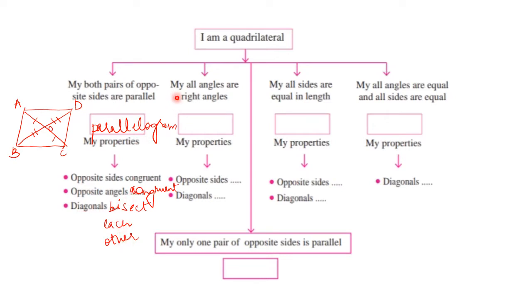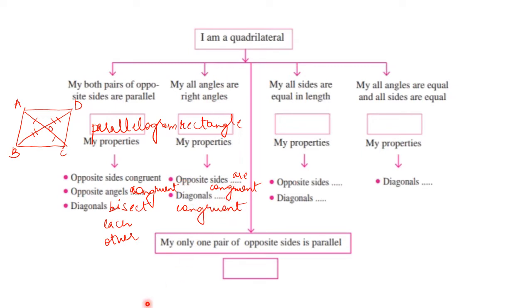The next is: my all angles are right angles. This can be a square or a rectangle. But in the properties they have given opposite sides. If it was a square, they would have given that all the sides are equal. But here they say opposite sides, so it is a rectangle. Its opposite sides are congruent and its diagonals are also congruent. So a rectangle has all angles right angles, opposite sides congruent and diagonals congruent.